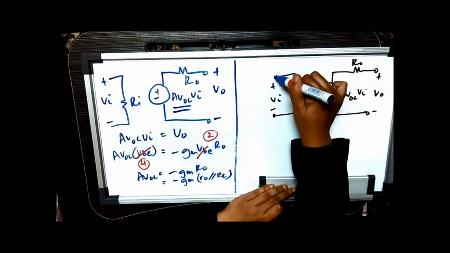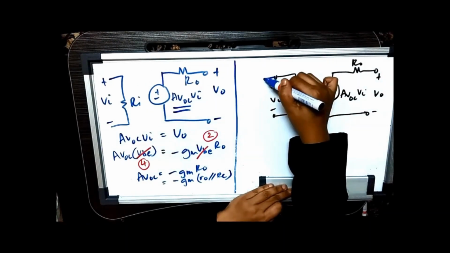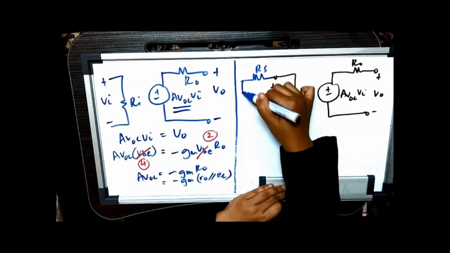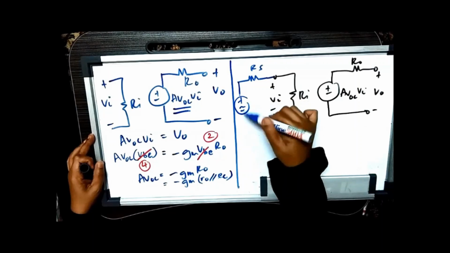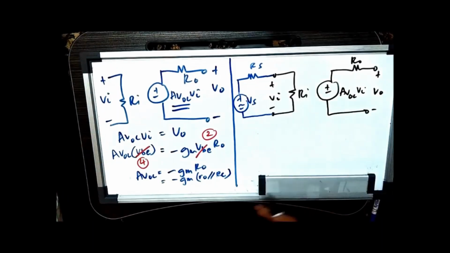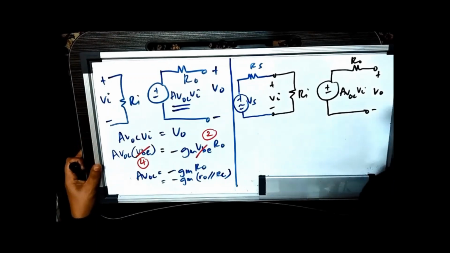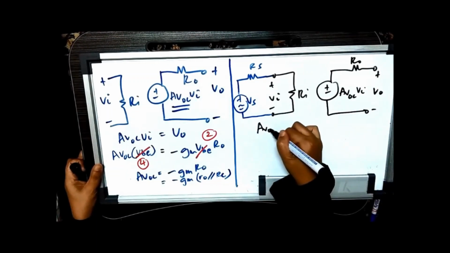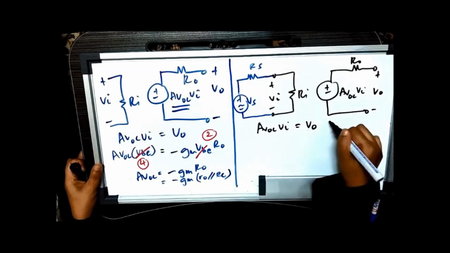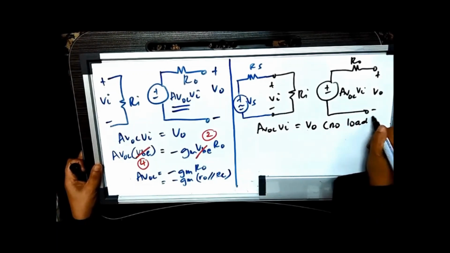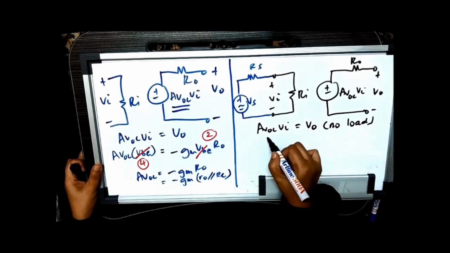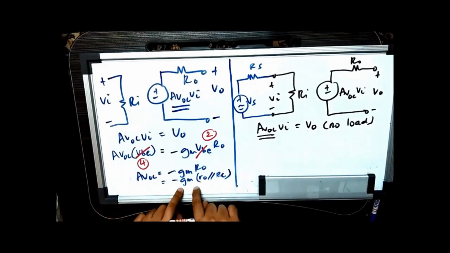So now you can connect the RS and Vs. So this is your RS and this is your Vs. Okay. So now you are going to just simply do the procedure from your chapter 1. So there is no load, right? So AVOC, VI is equivalent to V out because there is no load. Okay. So this is what you have obtained here.